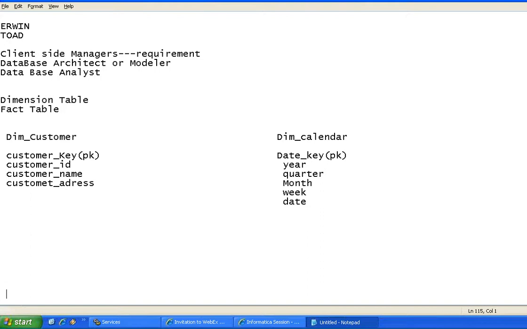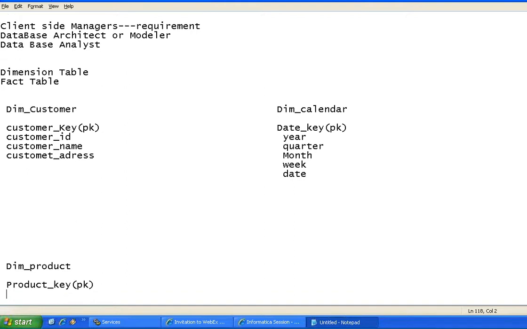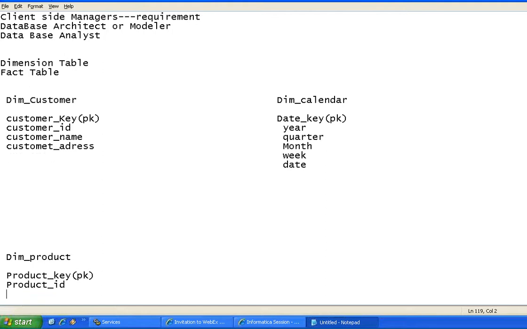Similarly, let's take another table called the product table, Dim underscore product. All the information regarding the products will be here. Product key is the primary key. We also have some columns like product ID and product name. All the information regarding the product will be in this table.